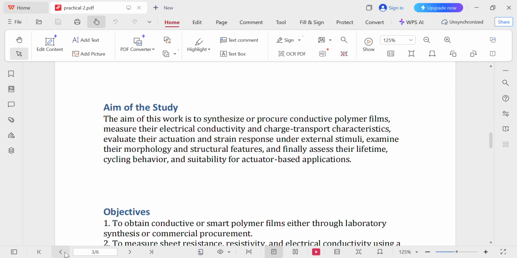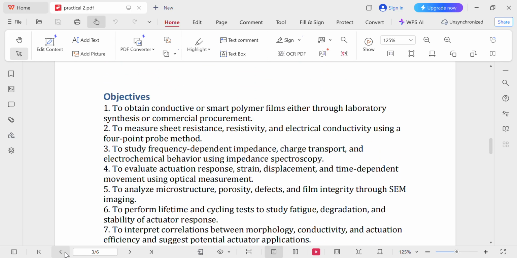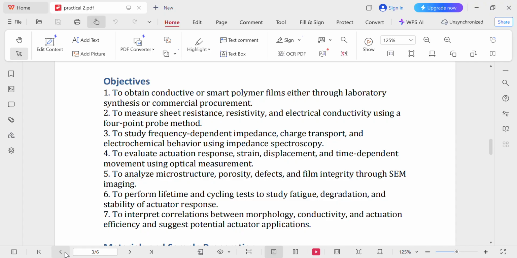Examine their morphology and the structural features. Means their surface shape, structure, and the internal arrangement will be studied. And finally assess their lifetime cycling behavior and suitability for actuator-based applications. How long they last, how well they perform after repeated use, and whether they are suitable for use in actuator devices will be evaluated. Next is objectives.